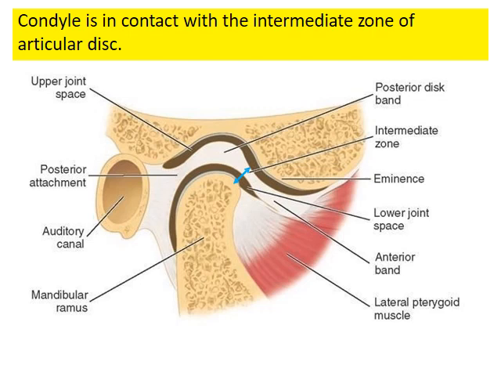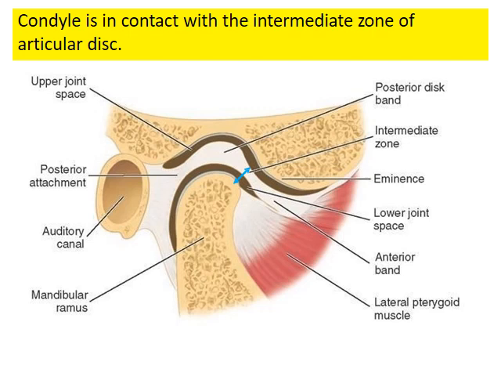In the disc we have intermediate zone, and then we have posterior disc bands. We have posterior attachments, which is directly attached to the auditory canal. You can say that, and then it is attached to the mandibular ramus as well. Okay, it has anterior band.